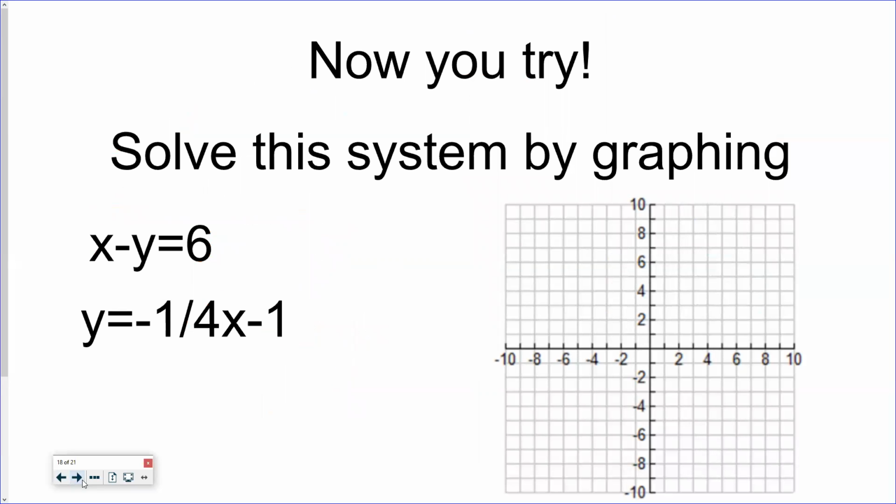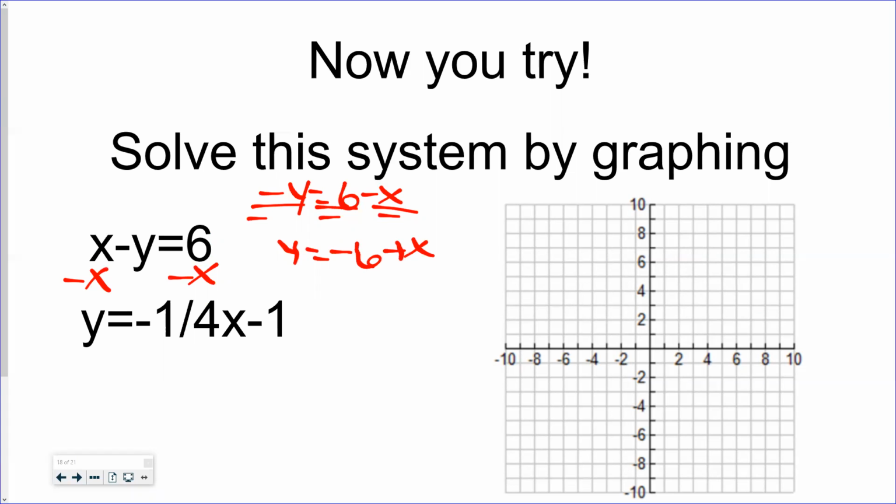All right, now you guys take a try at this. All right, so I need to change my equation up top here into slope-intercept. So I would need to subtract x from both sides, and that's going to give me negative y equals 6 minus x. Divide everything by negative 1, and I'm going to get y equals negative 6 plus x. So that means that my slope is 1, my y-intercept is negative 6.